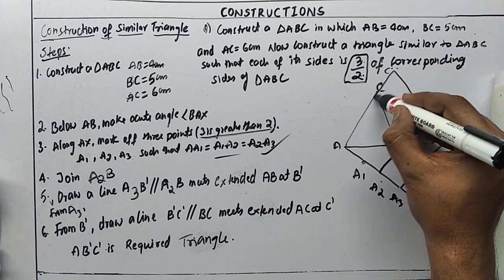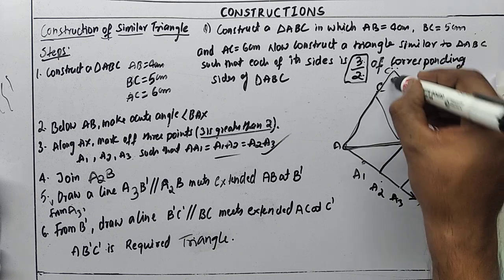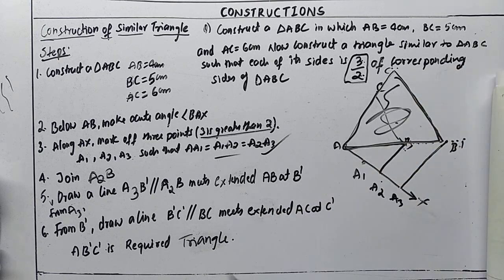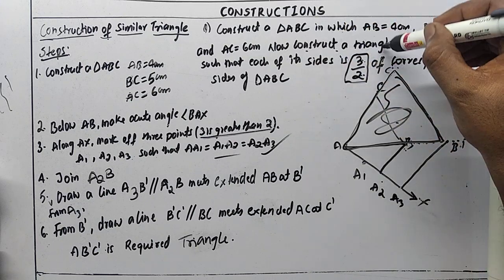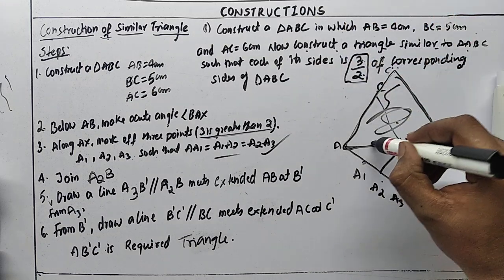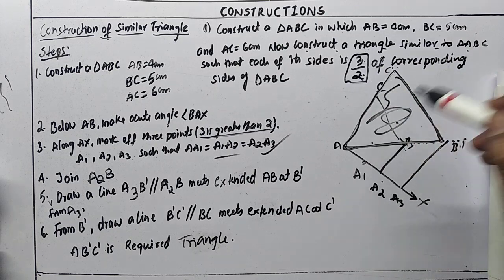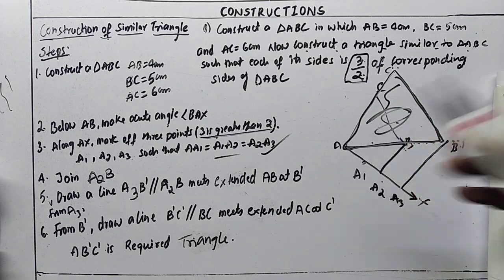Now a bigger triangle comes. This bigger triangle is nothing but the required triangle. The question is asking you to construct a triangle similar to triangle ABC whose each side is 3 by 2 of the corresponding side, that is, the sides come out bigger than this one.